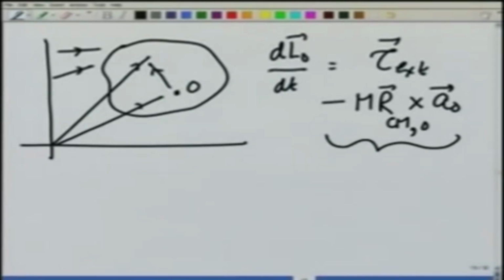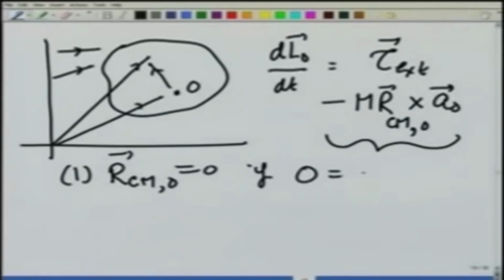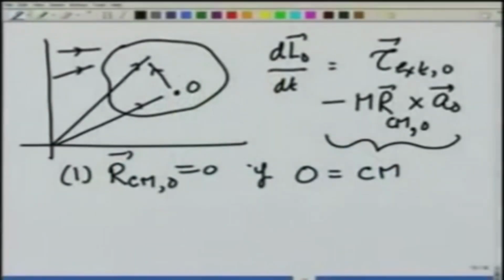This would vanish under three conditions. Number 1, r of Cm with respect to O itself is 0, and that would be the case if O, the point itself, is the center of mass. And this is what you have been doing in your 12th grade or whatever, taking torques about the center of mass and applying dL about Cm divided by dt is equal to tau external about the Cm, or this should be about O.